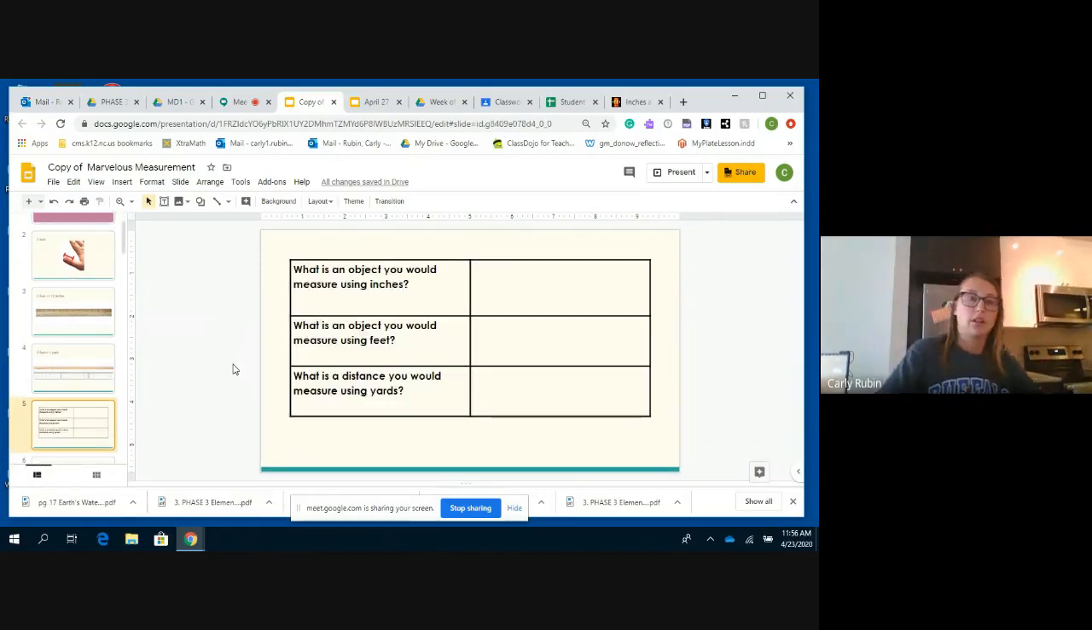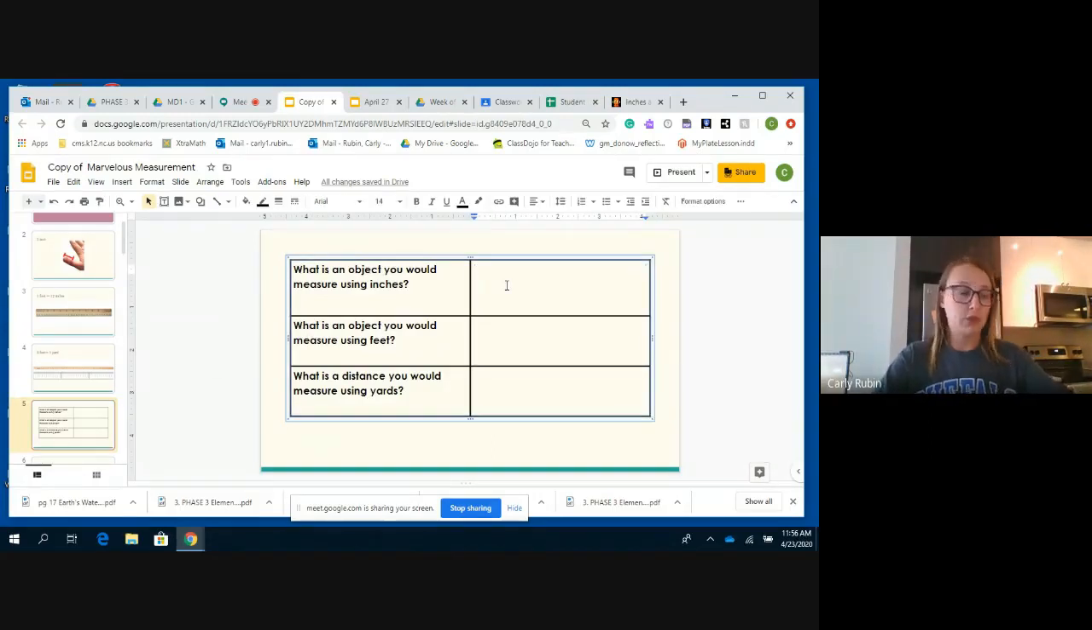So let's answer this question. What is an object you would measure using inches? So you want to measure something small in inches, like my phone, or a pen, or a pencil. That's something you would measure using inches. All right. What object would you measure using feet? My example was how tall you are. Okay, because that's much bigger than a pencil. So you want to do feet when it's something a lot longer.